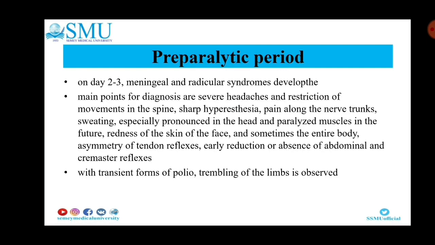On day 2-3, meningeal and radicular syndromes develop. The main points of diagnosis are severe headaches and restriction of movements of the spine, sharp hyperesthesia, pain along the nerve trunks, swelling, especially pronounced in the head and in the muscles that will later be paralyzed, redness of the skin of the face and sometimes the entire body, asymmetry of tendon reflexes, and early reduction or absence of abdominal and cremaster reflexes. With stretched forms of polio, trembling of the limbs is observed.